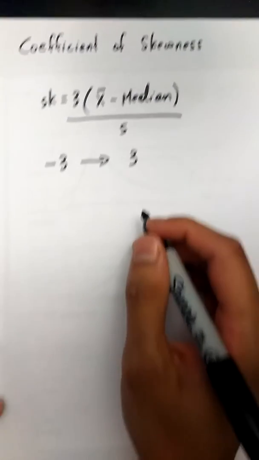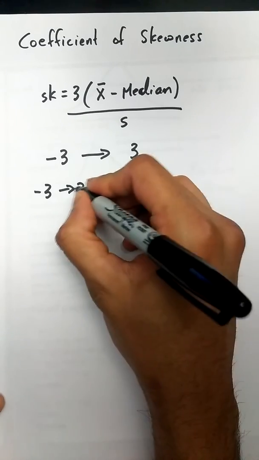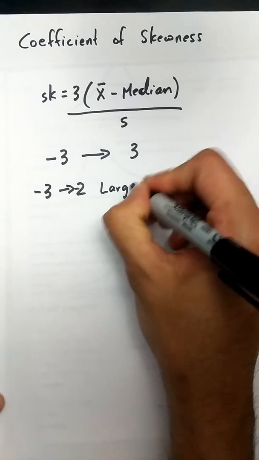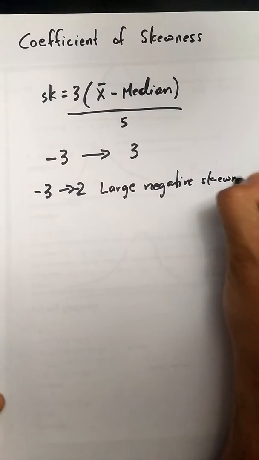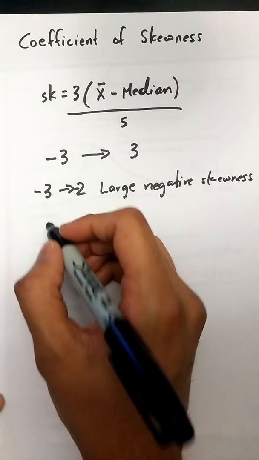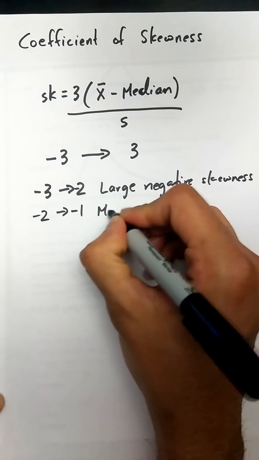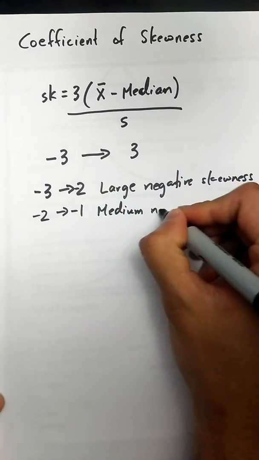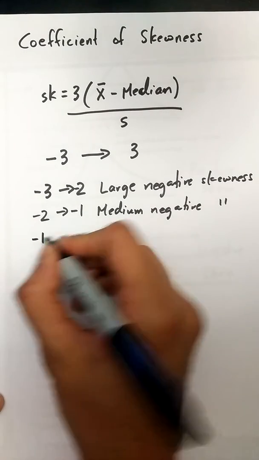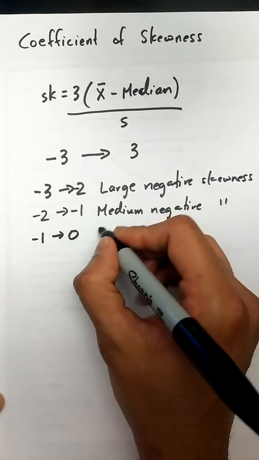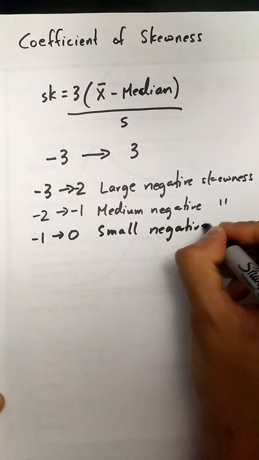If the solution you get is between -3 to -2, you're going to say there's a large negative skewness. If your range is between -2 to -1, you're going to say there's a medium or moderate negative skewness. If it's between -1 and 0, you're going to say there's a small or slight negative skewness.